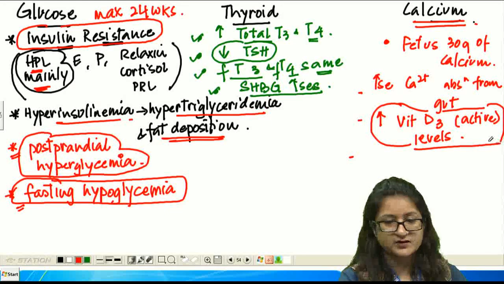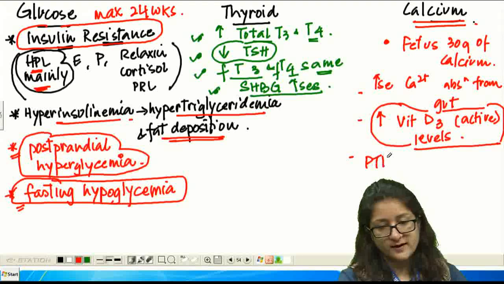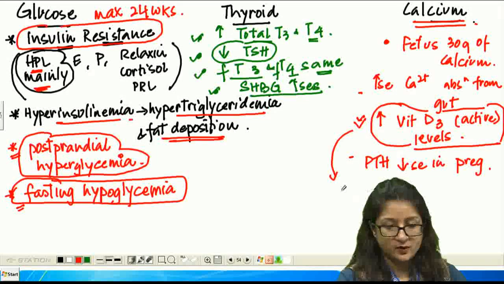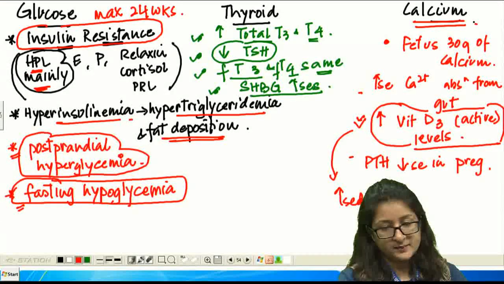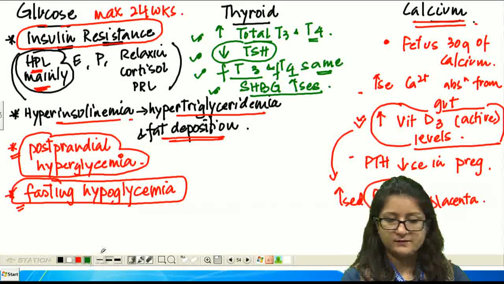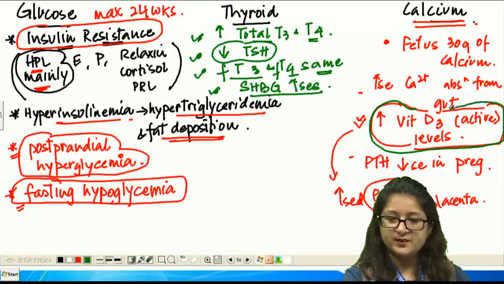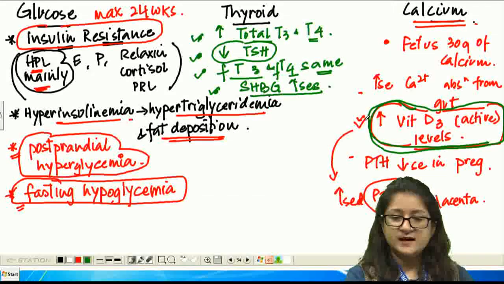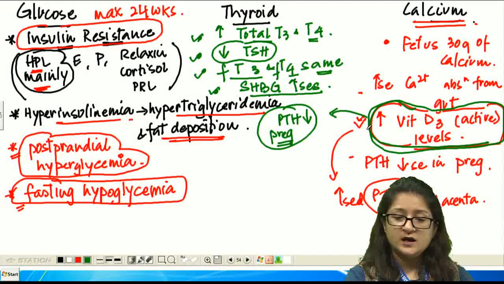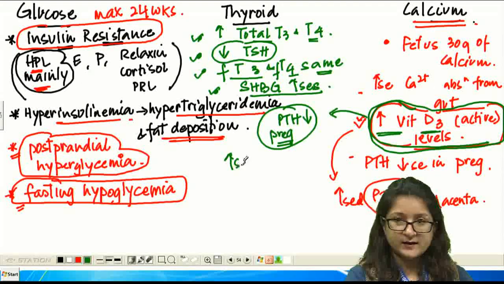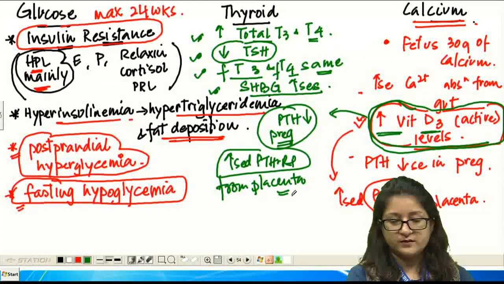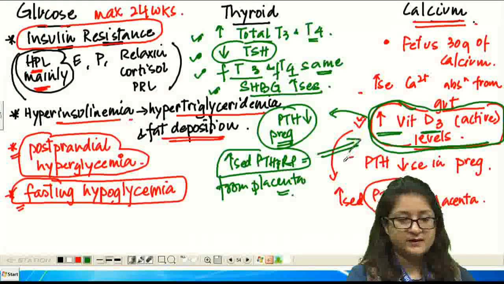This increased activity of vitamin D3 should happen in response to parathormone. But you will realize that the parathormone levels actually decrease in pregnancy. So what is responsible for increasing vitamin D3 levels? These happen because of the increased levels of parathormone related peptide, which is synthesized from the placenta. Let me just repeat this point here. Increased vitamin D3 levels happen despite the parathormone levels decreasing in pregnancy. So why does this increase in vitamin D3 happen? Because of increased parathormone related peptide, which is synthesized from the placenta, and this is responsible for the increasing vitamin D3 levels.